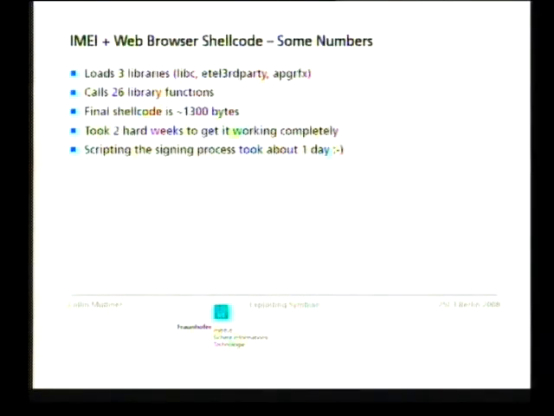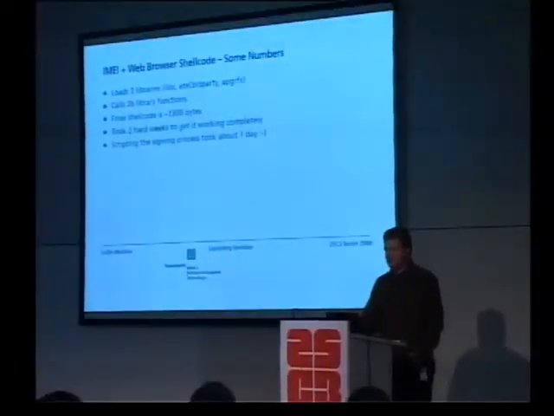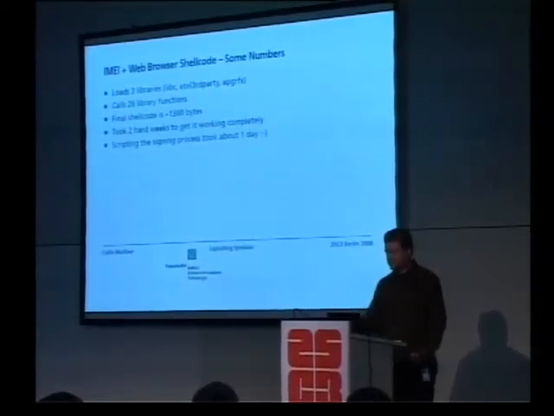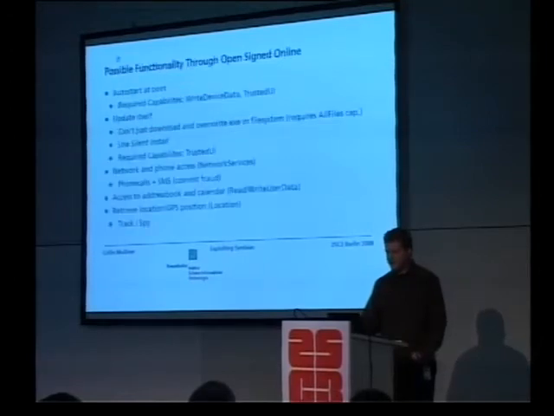You could just add very simple functions like call this phone number, reboot the device, or send SMS, or whatever. Of course I did not do anything. So actually, for the whole exploit to read the email and start the web browser, you need to load three additional libraries, called 10-6 calls. The final shellcode was about 1.3K. More or less two weeks to get it running completely. The scripting was more or less trivial. Just some numbers on the complexity.